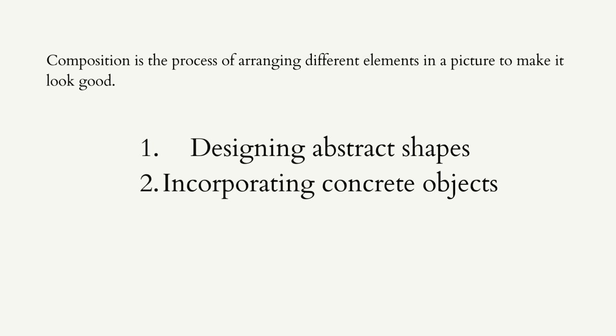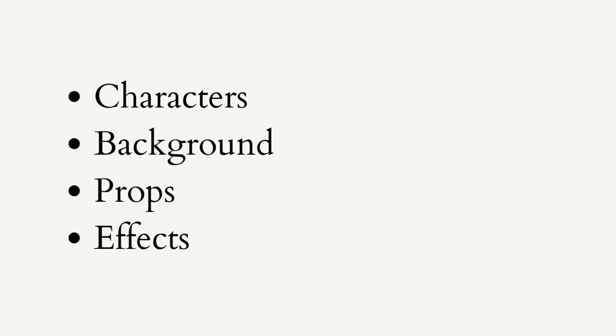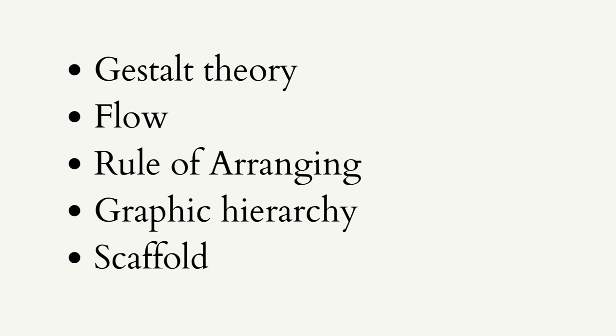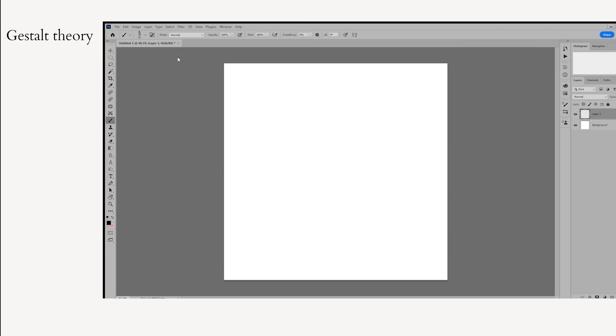Here are the main steps: designing abstract shapes, incorporating concrete objects. One illustration consists of four elements. There are five main principles for arranging these elements. Scaffold: Gestalt Theory. This is the premise for all the principles we will discuss next.